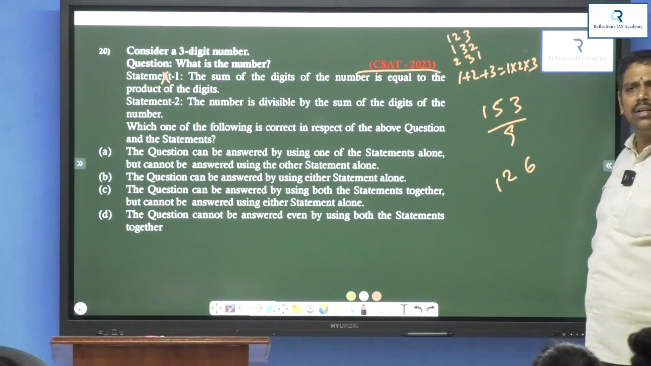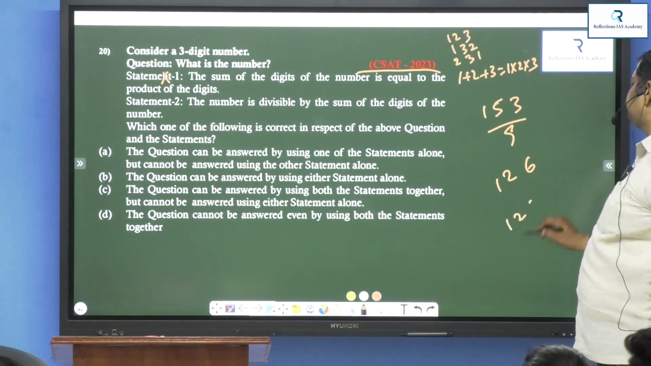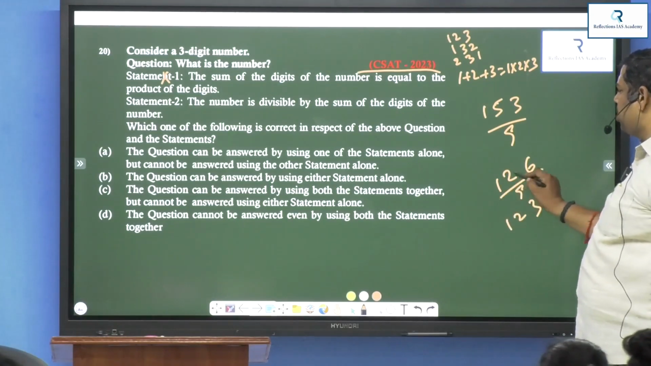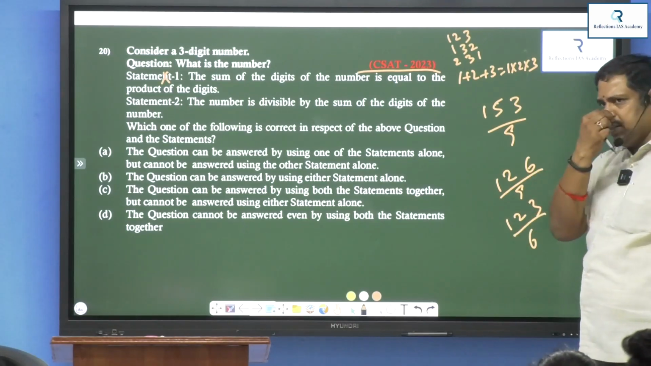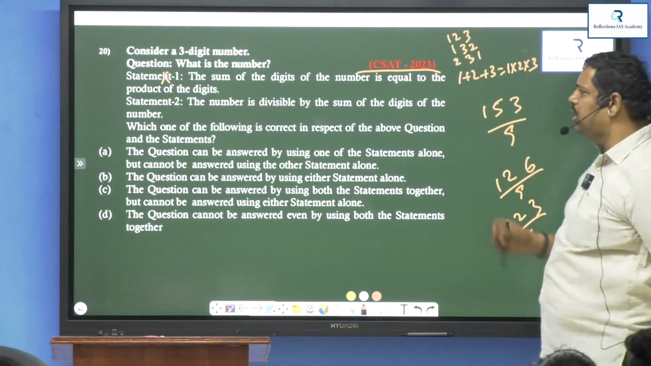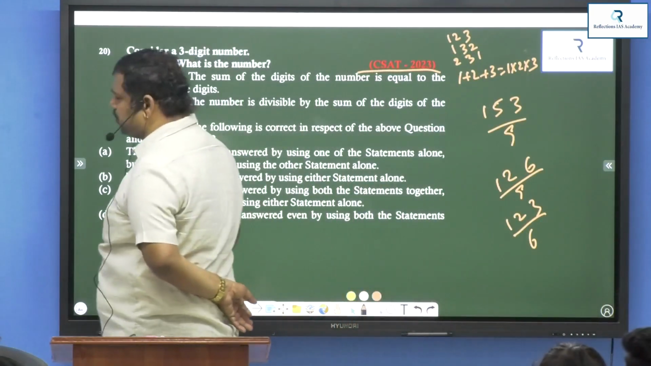126. So why should I think of 9? I will take 1, 2, 3. Here the sum of digits is 6. Divisible or not? Yes. Now tell me, in the second case you have only one possibility or multiple possibilities? Multiple. So, sufficient or not sufficient?